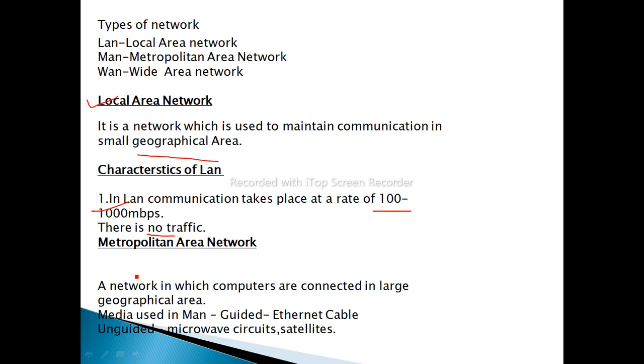Now, what is a metropolitan area network? A network in which computers are connected in a large geographical area is MAN. Media used in MAN are guided and unguided. In guided, there will be Ethernet cable. In unguided, there will be microwave and satellite.